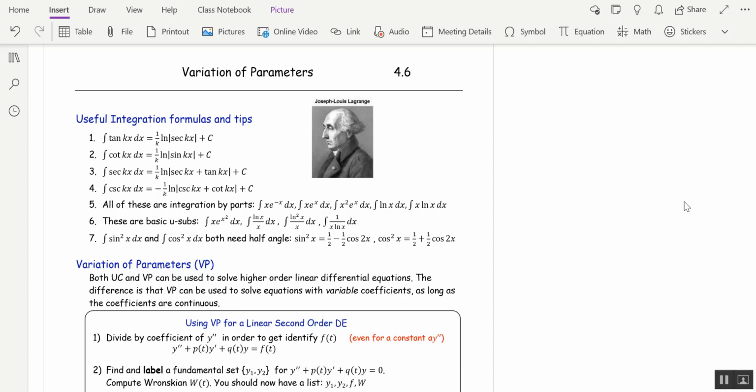Welcome to variation of parameters. The method was started by Euler and then it was finished by Lagrange. And Lagrange is the same Lagrange we know and love from Lagrange multipliers. The method requires quite a bit of calculus. And so here you can see I've listed for you some useful formulas and integration tips that will help you as you go through your homework.